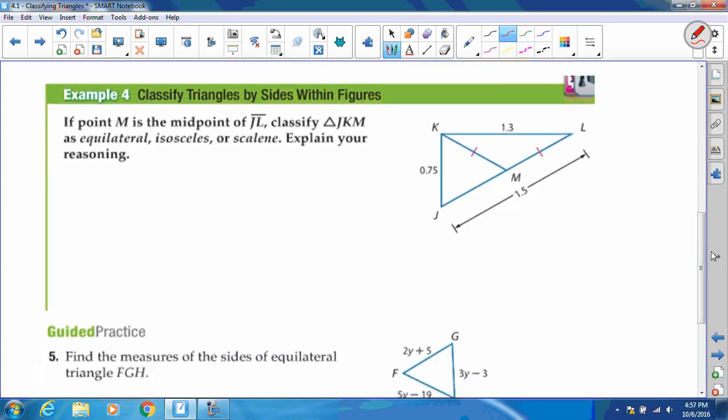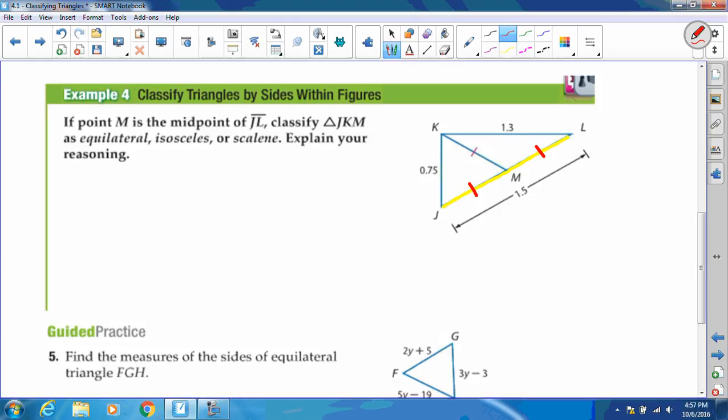Example 4, if point M is the midpoint of segment JL. So M is the midpoint. So if M is the midpoint, remember that means that JM is the same as ML. Those are the same. So since ML is already marked with one hash mark, that means JM is also now going to be marked with one hash mark. We want to classify triangle JKM as equilateral, isosceles, or scalene.